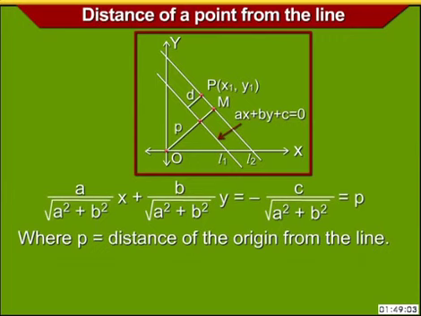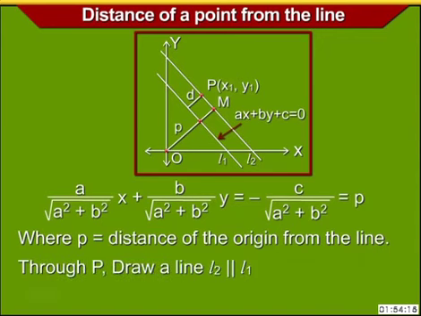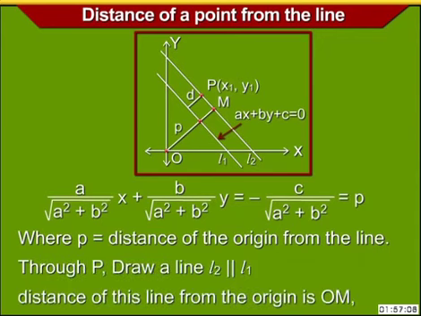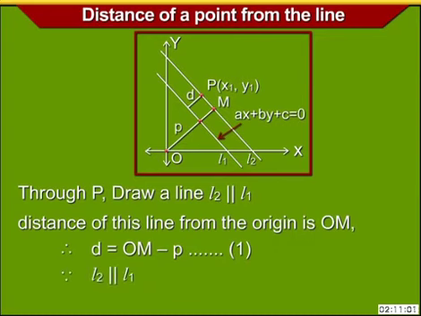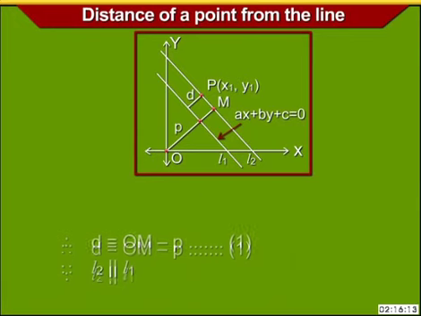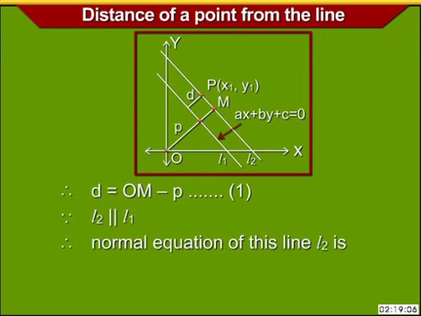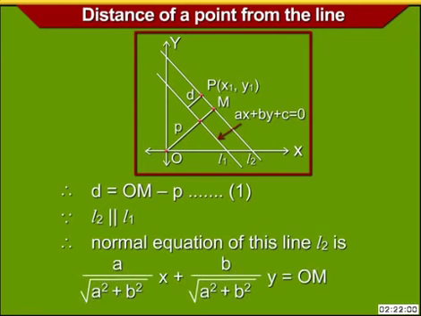Now through capital P, draw a line L2 parallel to L1. Distance of this line from the origin is OM. Therefore, D is equal to OM minus P. Let it be equation number 1. Because line L2 is parallel to line L1, therefore, normal equation of this line L2 is a upon square root of a square plus b square into x plus b upon square root of a square plus b square into y is equal to OM.